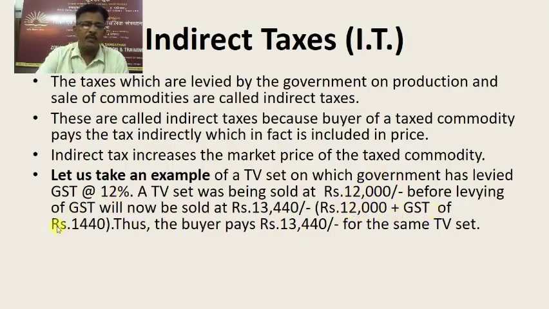So 12,000 plus GST, 12% of 12,000 is 1440, that is rupees 1440. So 12,000 plus 1440 is equal to 13,440. Thus the buyer including GST will pay the price of 13,440 for the same TV. So before the imposition of GST, that is indirect tax, it was 12,000. After the imposition, it has become 13,440. That means directly you are understanding indirect tax increases the price of the commodity.